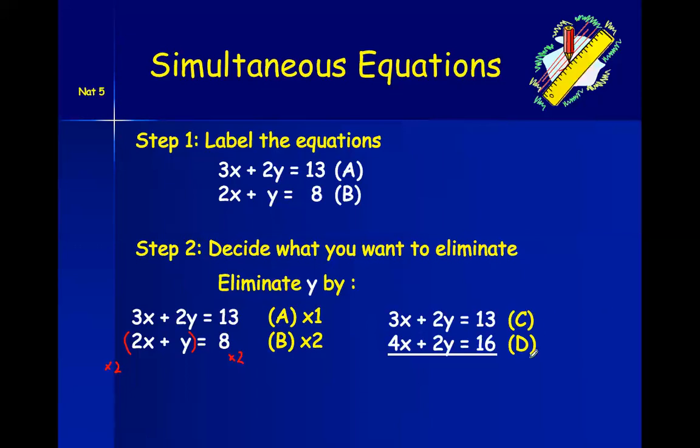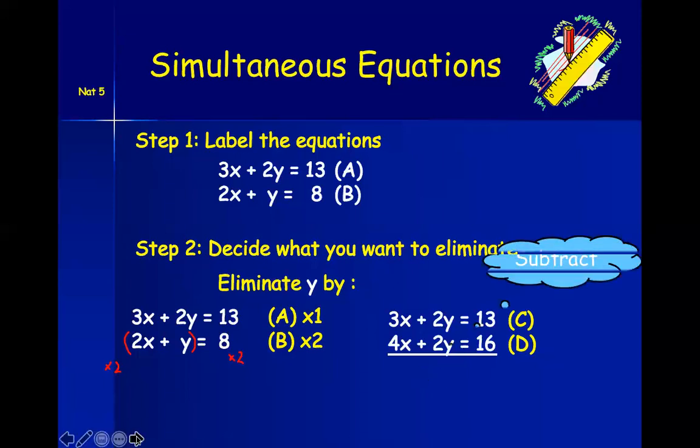So now that I've got C and D, I'm just going to take them away. Remember, again, you can take away C. You can do C minus D, but you can do D minus C if you wanted to. Technically, if it was me, I would do D minus C, because 4x minus 3x is x. 16 minus 13 is 3. Whereas if you do C minus D, you'll get minus x equal minus 3. And then you divide by minus 1 both sides, and you will get your x equals 3.